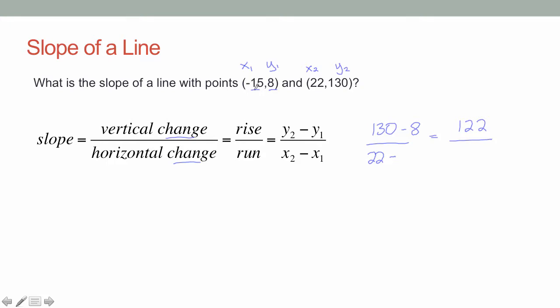minus negative 15. You have to be careful with your negative numbers. 22 minus negative 15 actually turns into 22 plus 15, which is going to be 37. So there we go. When we increase our x values by 37, we increase our y values by 122. I can go ahead and divide those. Let me get my calculator out here. 122 divided by 37.